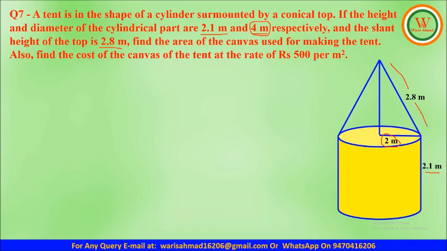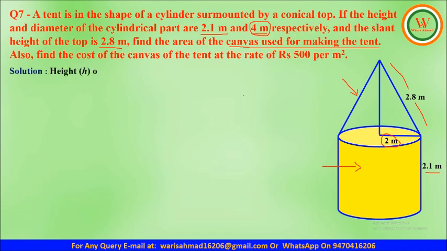Now we have to find the area of the canvas used for making the tent. Now let us see. In this question, we have to find the area of canvas used for making the tent. For making the tent, we use the canvas for the CSA of this cone and CSA of this cylinder. It means we are using the canvas in the curved surface area of the cylinder as well as the curved surface area of this cone also. So let us see the solution of this question.